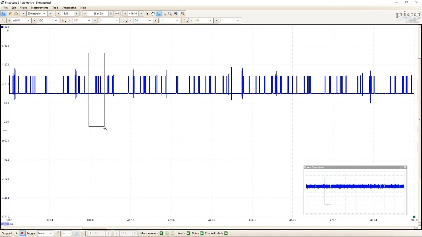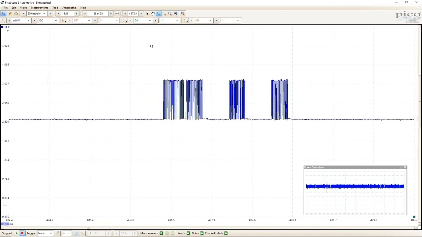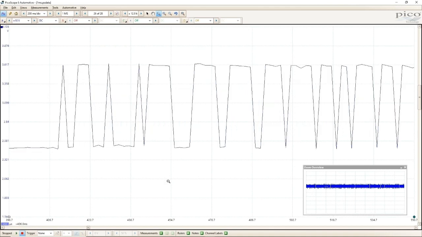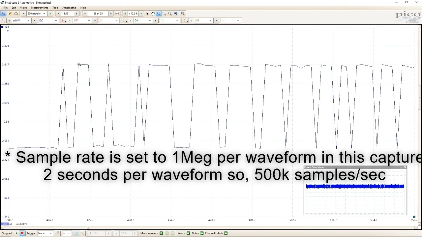If I zoom in even more, you can start to see defined square waves. Zoom in even more. And there you can see the square wave pattern, but if you'll notice, some of them are more like a triangle. I'll point. Here you can see the individual sample points here, here, here, here.